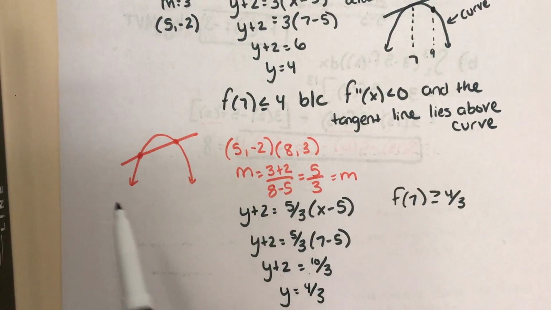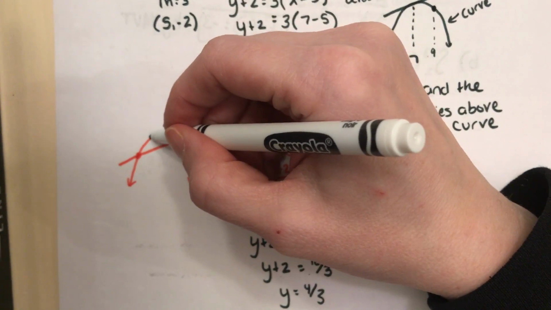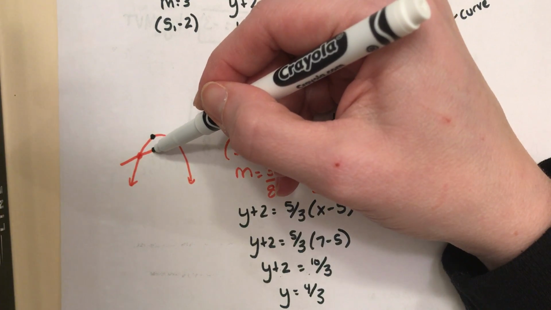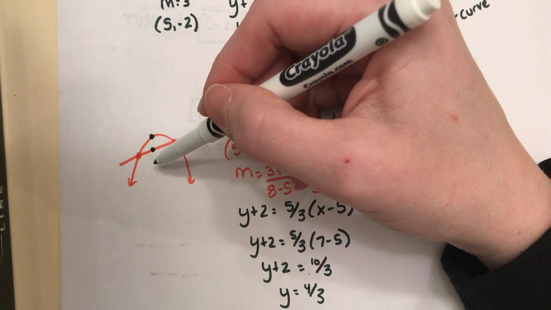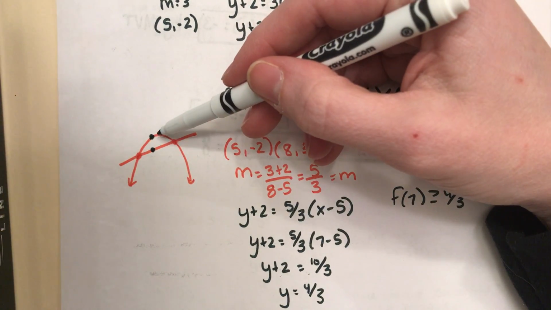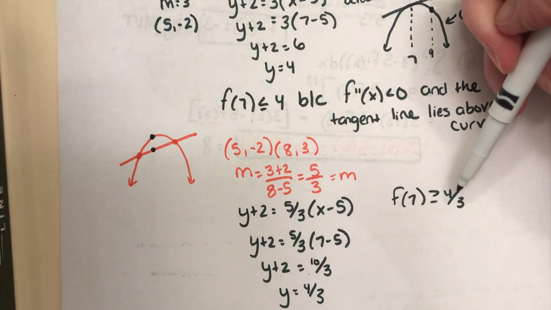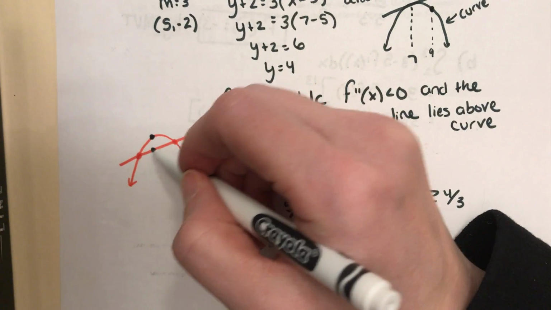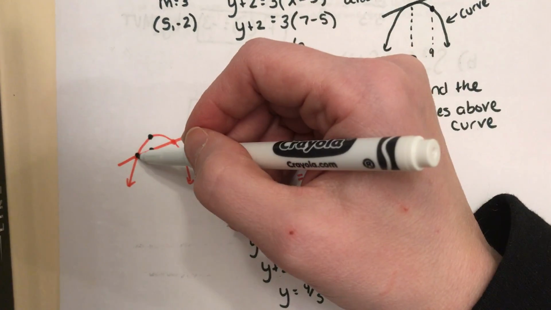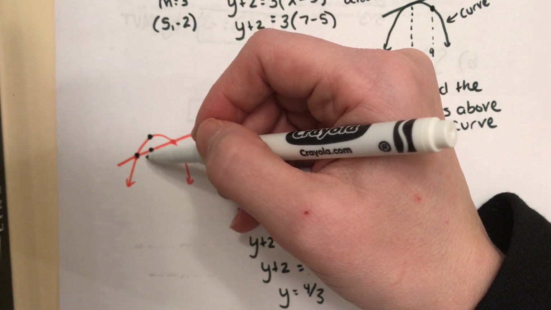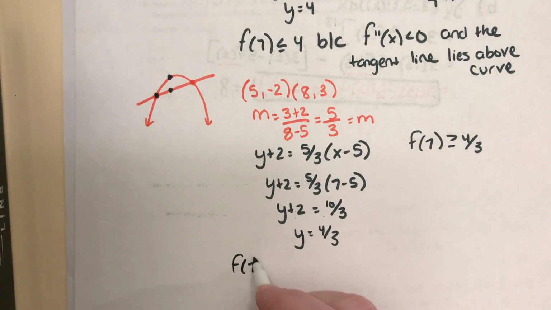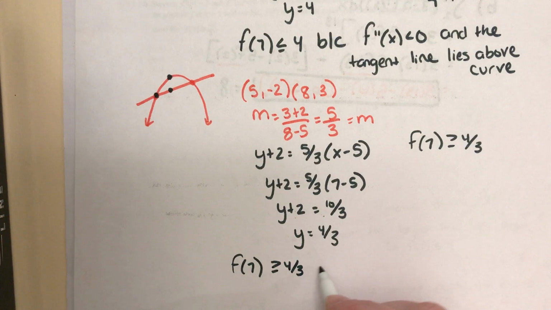So let's look at our graph here. Let's say this is f of 7. If we use our secant line as an estimate, though, it would be an underestimate. So we just proved that f of 7 has to be greater than or equal to 4/3. So it could be equal to it if it actually met right up, like let's say the point was here, then it would be equal, but it could also be greater than.